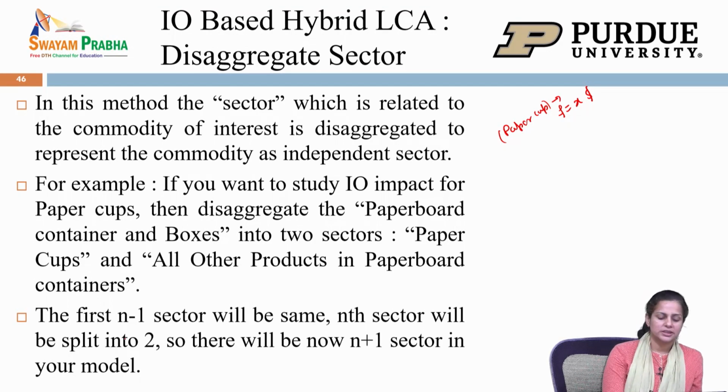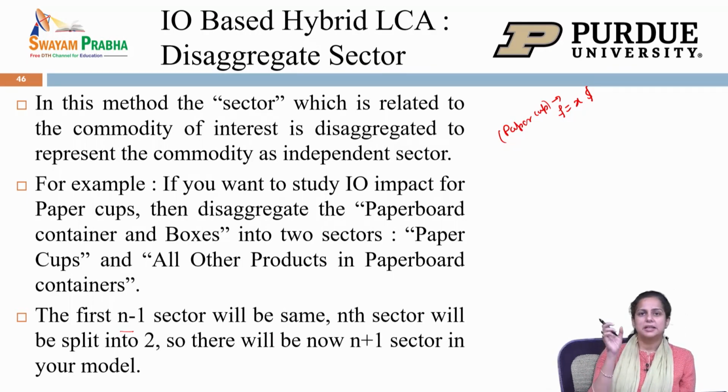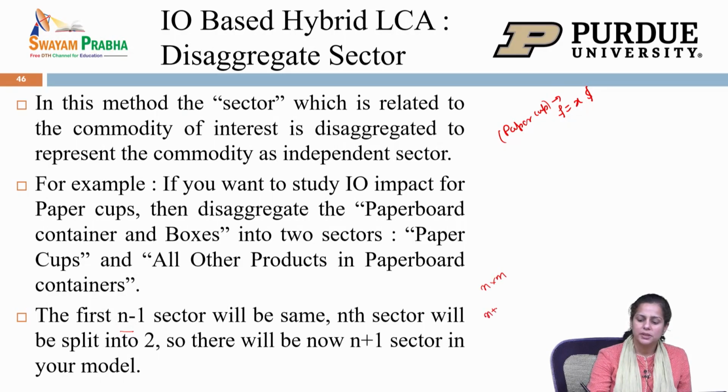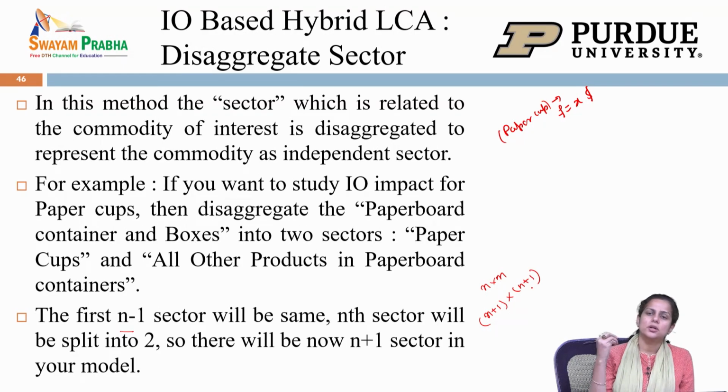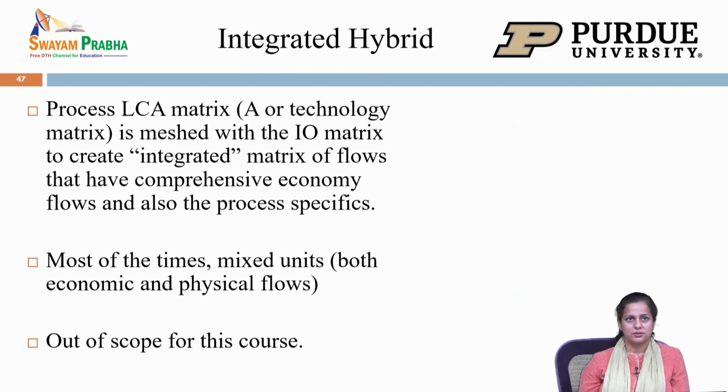So here the first n minus 1 sectors will be the same, we do not touch anything about that, but let's say we are splitting the nth sector into 2. So then in the new model of the economy, if the original economy model was an n by n matrix, our new model will be n plus 1 times n plus 1, where the new sector is the sector for which we had more process information available, and now we are interested in studying that. So that is the IO based hybrid LCA.